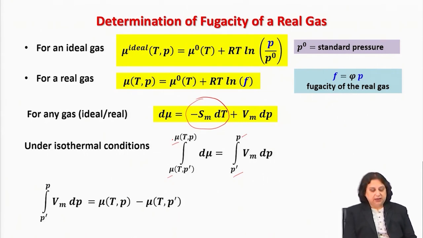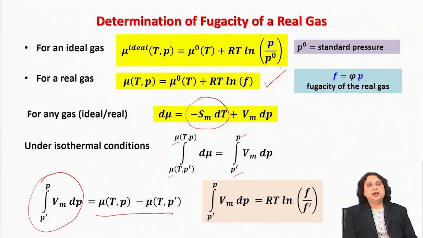Now this basically tells me that this integral that I have here will be equal to this difference in the chemical potentials as the pressure changes from P prime to P. And if I use the definition of μ at a given pressure in terms of fugacity, then I must be able to write down that this integral is related to RT ln(f/f prime). Here I am using the notation that when the gas is present at a pressure P prime, its fugacity is f prime, and when it is present at a pressure P, its fugacity is f.